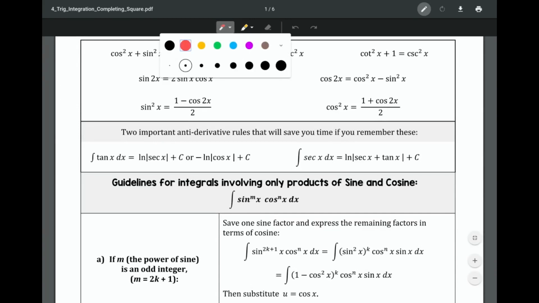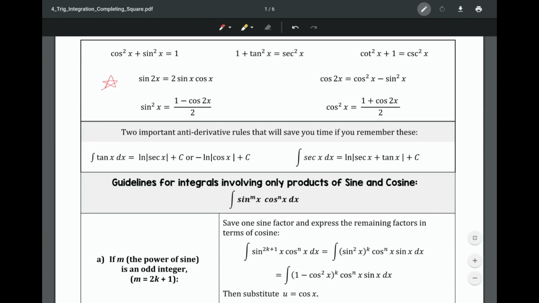Here's the main thing to remember though. On this part right here, you're going to have to remember all the trig identities, the Pythagorean ones and the double angle ones. They're just trig identities, right? So you must remember them, or at the very least, you should have them out beside you while doing the homework. Two important antiderivative rules that would save you time are these two, right? They do appear in the notes and probably on the homework too.